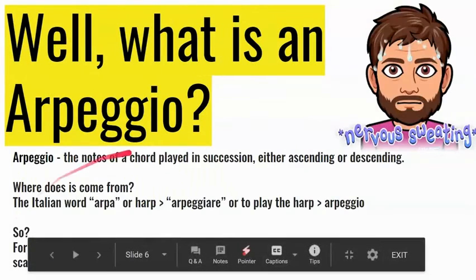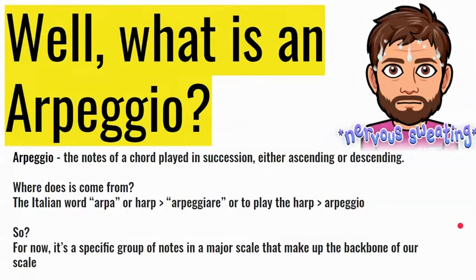Well, as we jump in, let's first talk about what is an arpeggio. An arpeggio is the notes of a chord played in succession, either ascending or descending, going up or coming back down. Where does this word come from? It comes from the Italian word arpa, or harp, which then turned into arpeggiare, which is to play the harp, and then became arpeggio. So, what we need to know for right now is that it is a specific group of notes in a major scale that make up the backbone of our scale. And that'll be the important thing for now, is that it is the backbone.